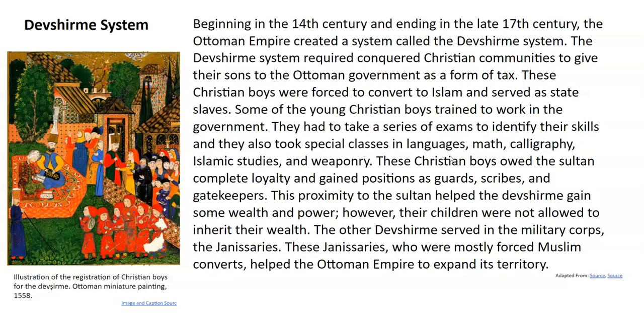Some of the young Christian boys trained to work in the government. They became bureaucrats. They had to take a series of exams to identify their skills, similar to the modern civil service exams. They also took special classes in languages, math, calligraphy, Islamic studies, and weaponry. These Christian boys owed the Sultan complete loyalty and gained positions as guards, scribes, and gatekeepers. This proximity to the Sultan helped the Devshirme gain some wealth and power. However, their children were not allowed to inherit their wealth.